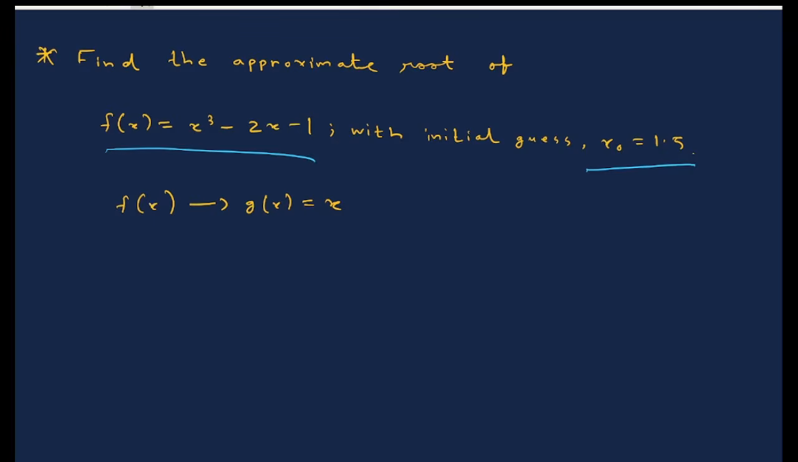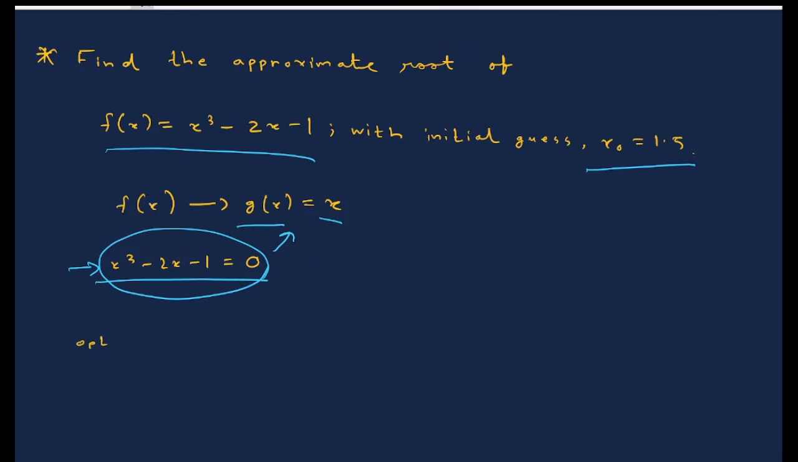The given f of x here is x cubed minus 2x minus 1, and we can assume that to be 0. From here we have to write or bring it into this format so that we get a function of x at one end and x at the other end. Okay. Now if we look at this given function, there are multiple ways we can come to this point from it. Let us see how. Option 1 can be this, that we can rewrite this function in this way.